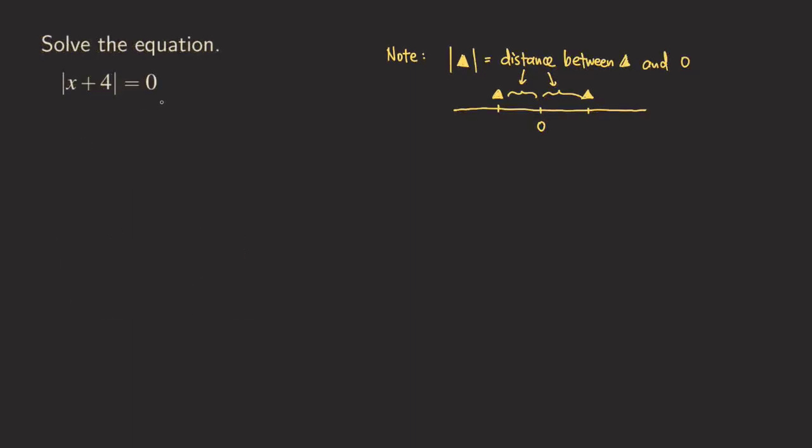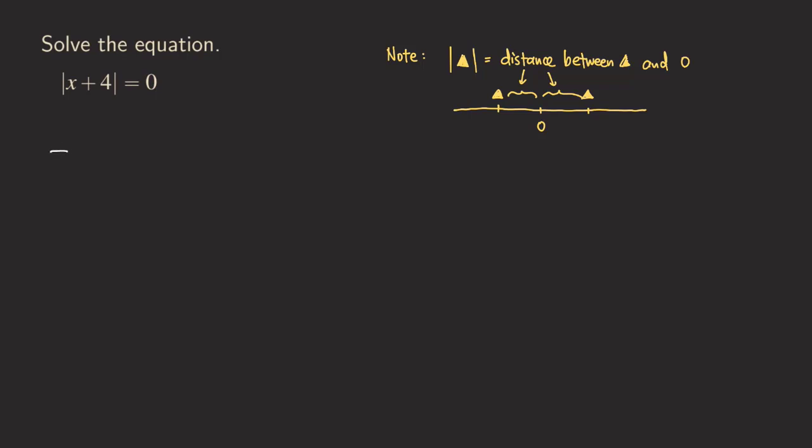Here's our third example. Absolute value of x plus 4 is equal to 0. We're still going to use the same idea here, but this time we have a 0 on the other side, so it will be a little bit different. Why is it different? It's because now the distance between x plus 4 and 0 is 0.